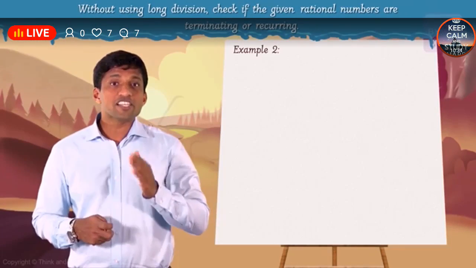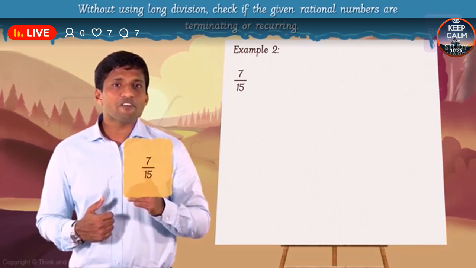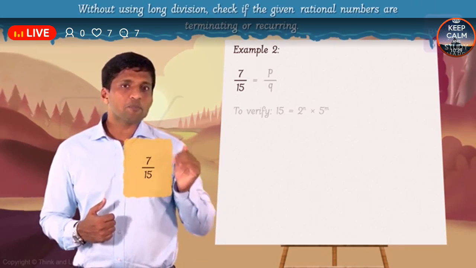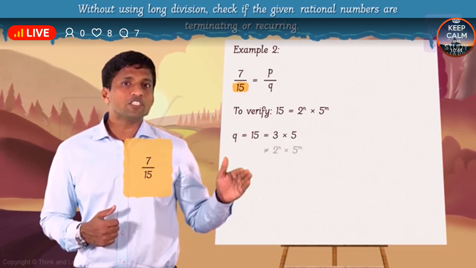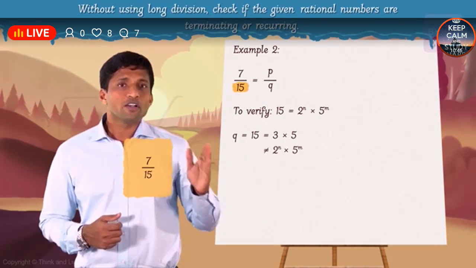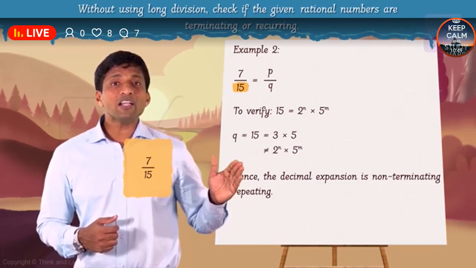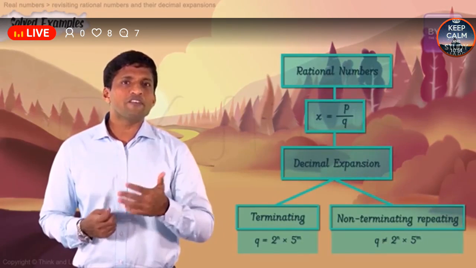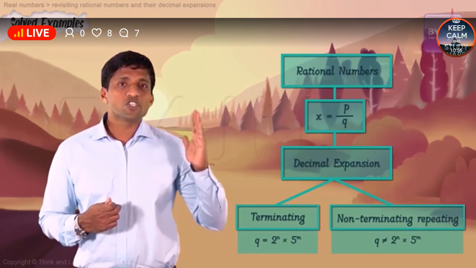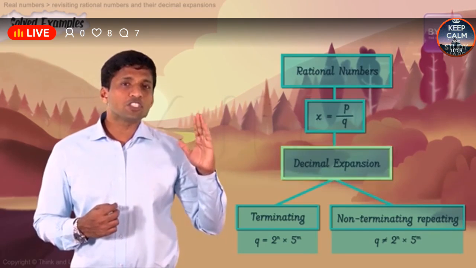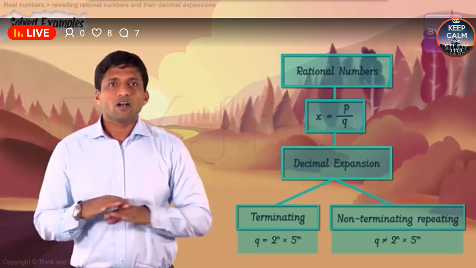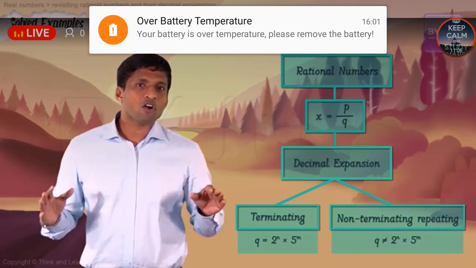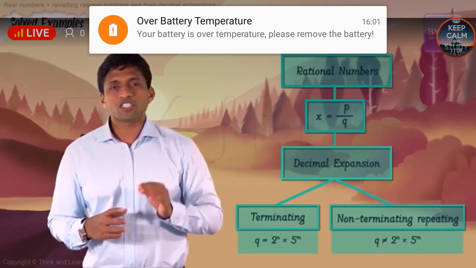The next question is 7 by 15. Now 7 by 15, if I compare it with p by q, 15 is 3 into 5, which is not of the form 2 raised to n into 5 raised to m. So the decimal expansion will be non-terminating, repeating. So it's very easy to check, even without doing the division, whether a number has a decimal expansion which is terminating or non-terminating, repeating. And I hope you're very confident of solving questions like these.